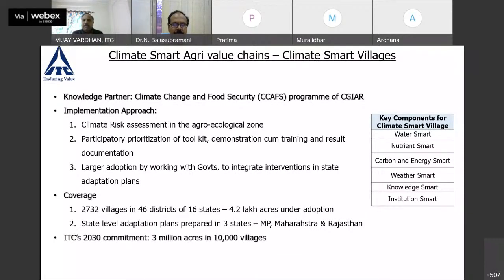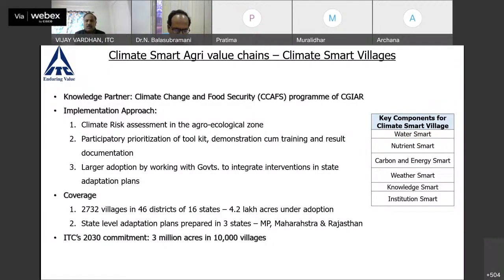And then what we have aimed at is, while we promote the practices and work on water, climate change is a very complicated issue that is coming up, so there needs to be a dedicated program for this. So we partnered with CGIAR, their climate change and food security program, which they call CCAFS. Through this program, the idea was to promote climate smart villages. For a local agroecological zone, climate risk assessment is done. Then a toolkit is prepared for the emerging or already existing climate risk. So what are the practices to be adopted to minimize or overcome the climate change related problem? That is the toolkit preparation, and then we roll out the toolkit by demonstrating and by working with government.